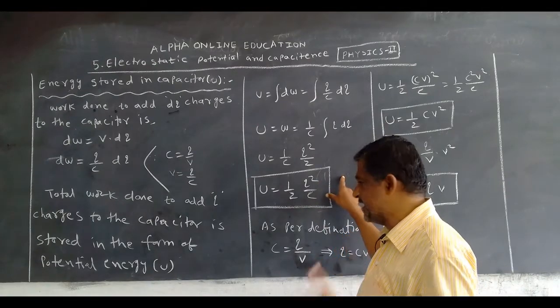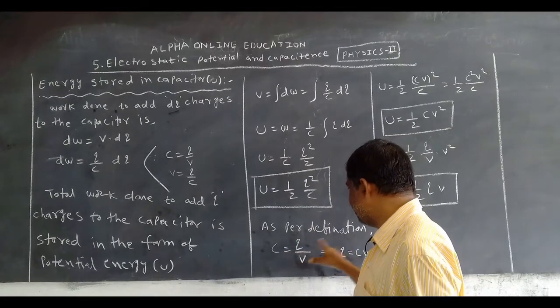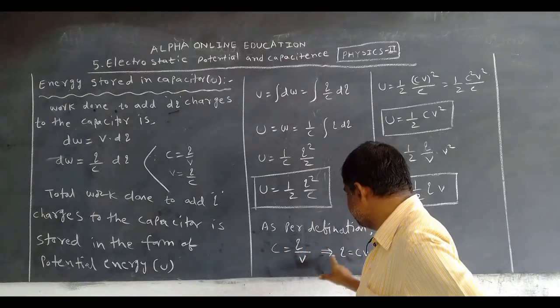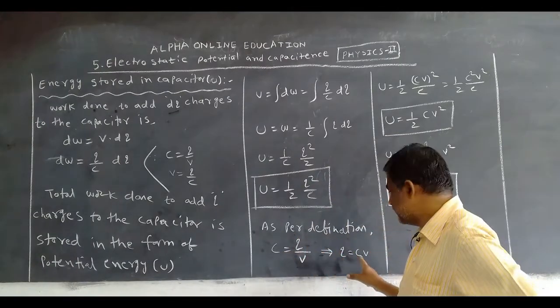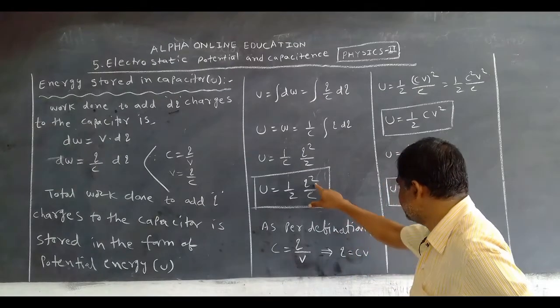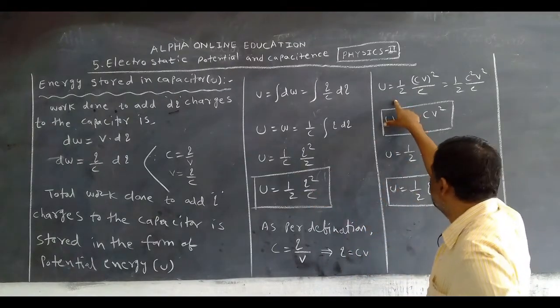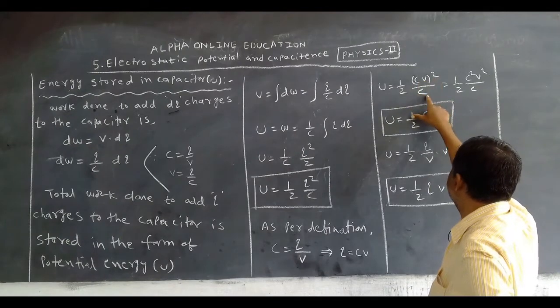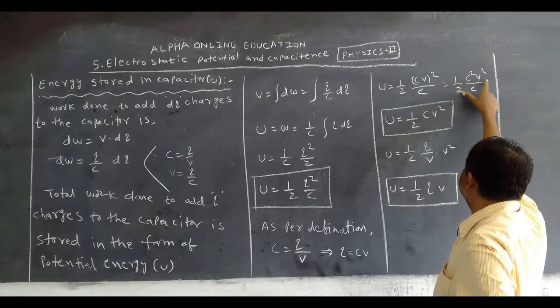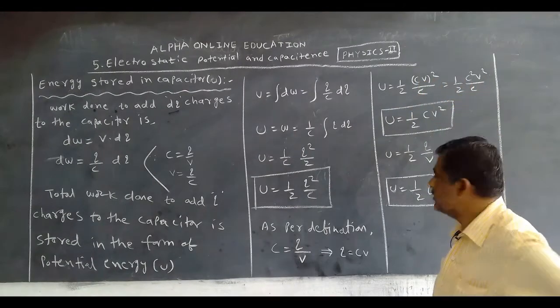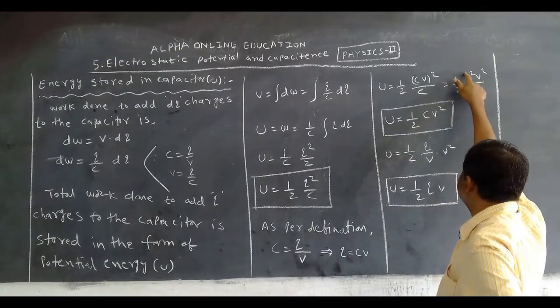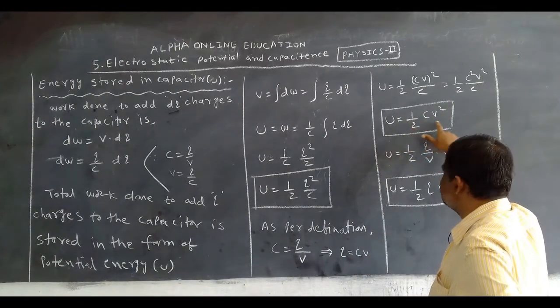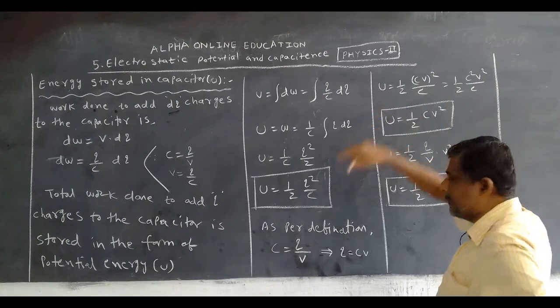Now to get the second form, as per the definition, C is equal to Q by V, so Q is equal to CV. Now substitute Q is equal to CV here. Half CV whole square by C, half C square V square by C, one C cancels. U is equal to half CV square. This is the second form.